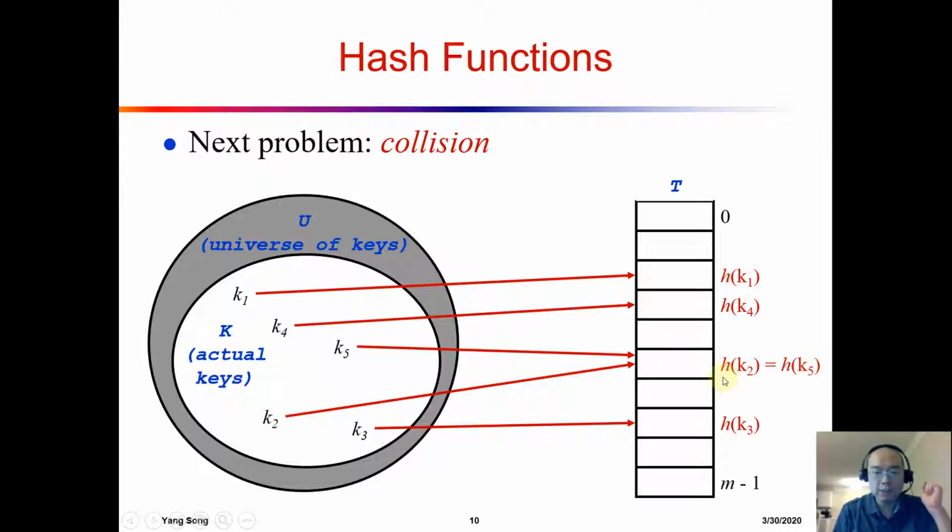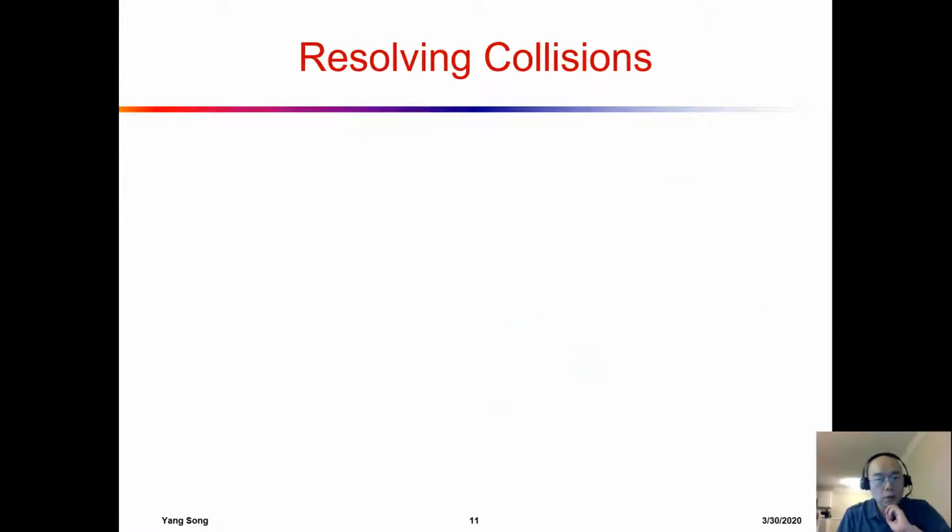and we assume the hash function is h, then h(k2) is the hash function with k2 as a parameter. If h(k2) equals h(k5), then we will have a collision, because after applying the hash function, both key 5 and key 2 will be mapped to the same slot. So the next question is, how are we going to resolve the collisions?